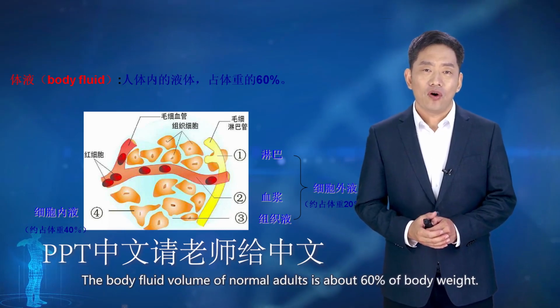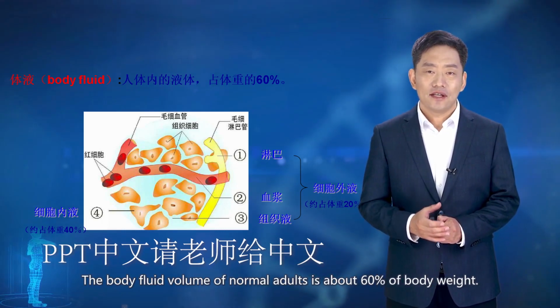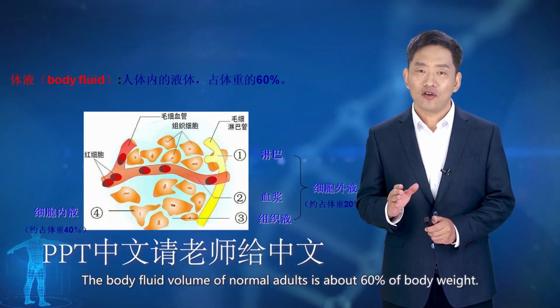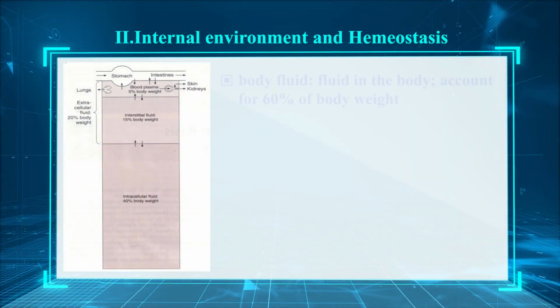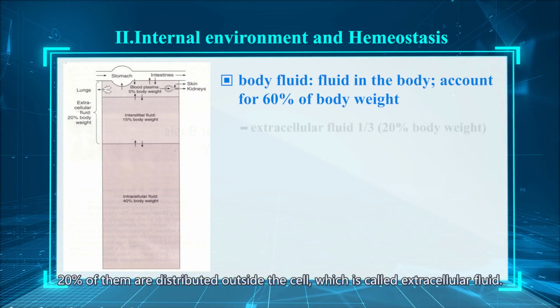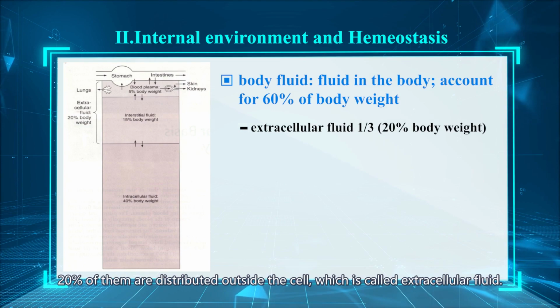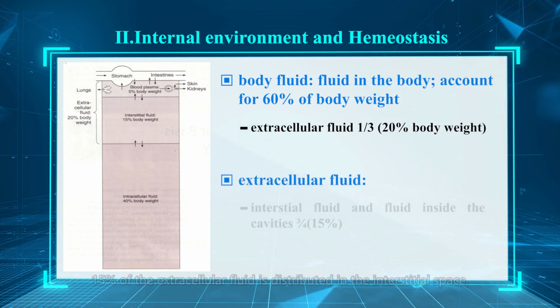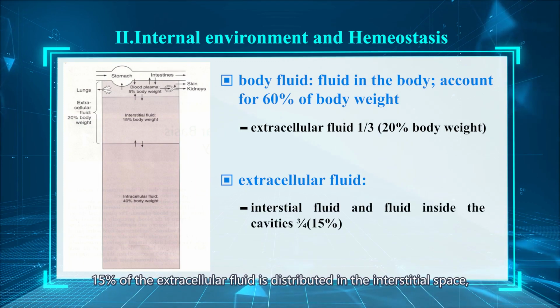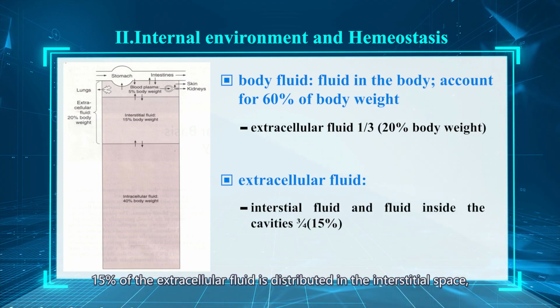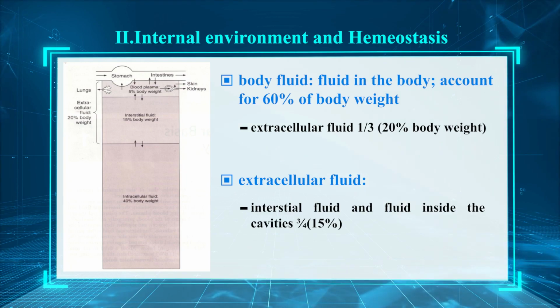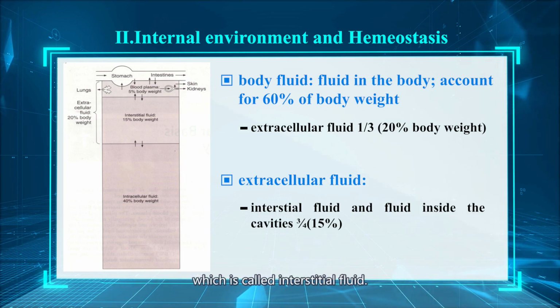The body fluid volume of normal adults is about 60% of body weight. 20% of them are distributed outside of the cell, which is called extracellular fluid. 50% of the extracellular fluid is distributed in the interstitial space, which is called interstitial fluid.